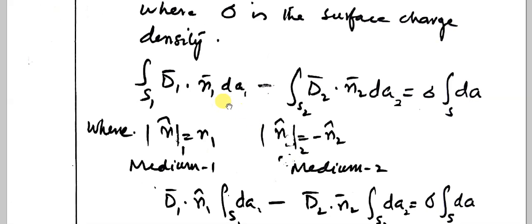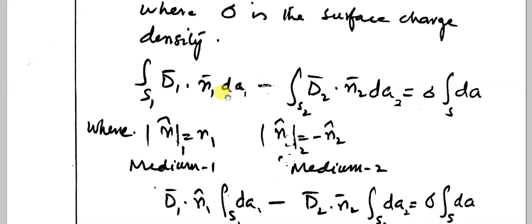So the d2 dot n2 dA2 is equal to sigma, surface integral over the whole surface dA. Over both total surfaces we take the surface charges, the upper surface and the lower surface. We neglect the surface 3 because of the negligible size.